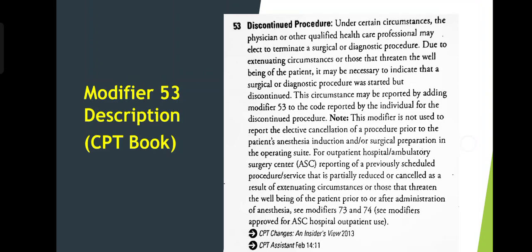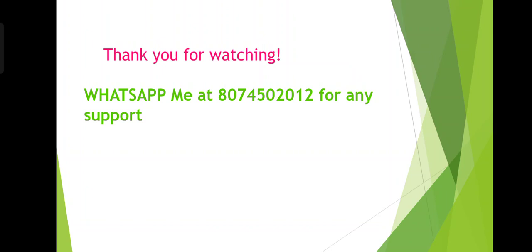So today we have seen modifier 53, modifier 52 and modifier 51. What is modifier 51? Modifier 51 is multiple procedures, when on the same day, in the same operative session, the same physician performed multiple procedures. We have to code the main procedure and then the other secondary procedures also, and for the secondary procedures we have to add modifier 51 to represent all these procedures performed in the same surgical session by the same physician.